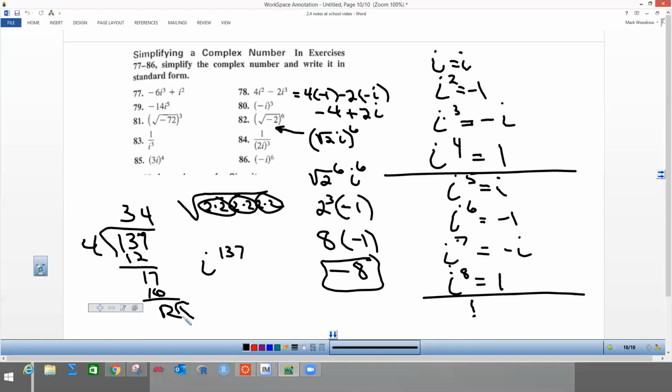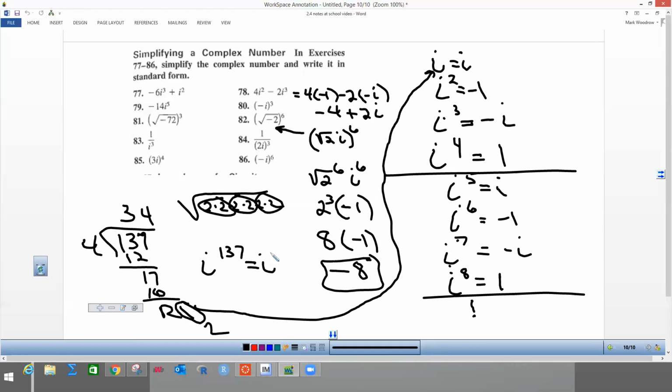When your remainder is 1, that is the same as being i to the 1st power. If this remainder was 2, it would be i squared, -1. If that remainder is 3, it would be i cubed, -i. If that was remainder 4, that would be 1. So this whole thing right here simplifies to i to the 1st, which is i. So that's what you would write for that answer.